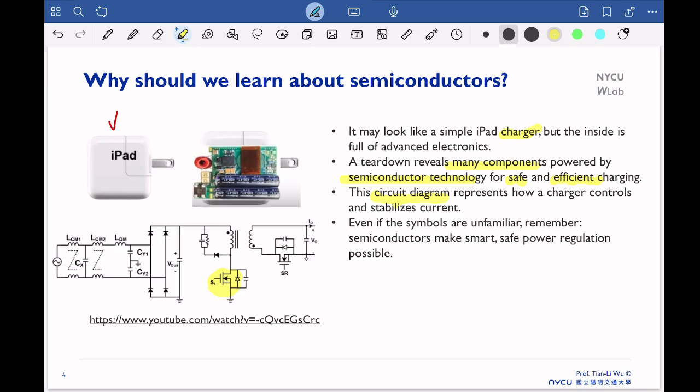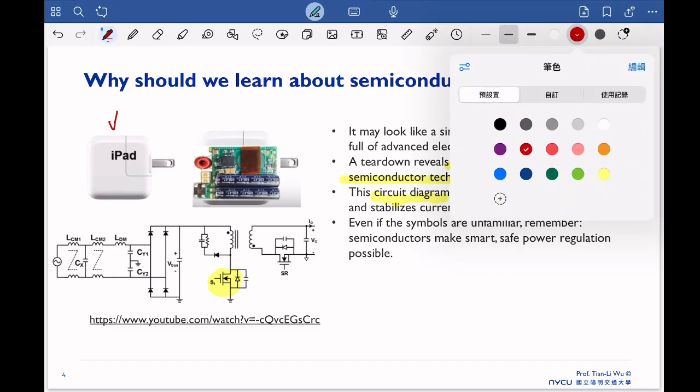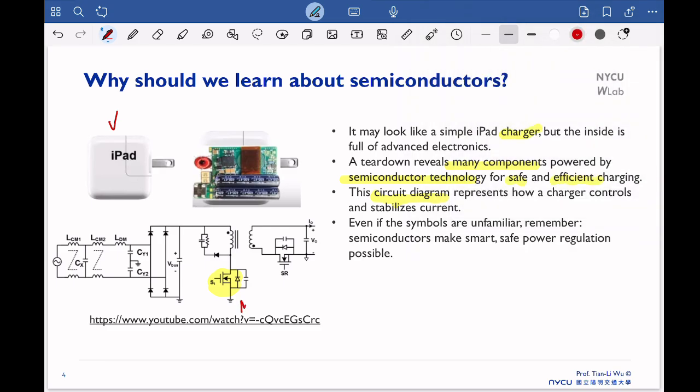This is the one that's typical, we call the MOSFET, which we will talk about later. The MOSFET is the most important transistor that we use nowadays. So you can see that inside this circuit, we already see some of the semiconductor components. The first one, later we will introduce, is the MOSFET.